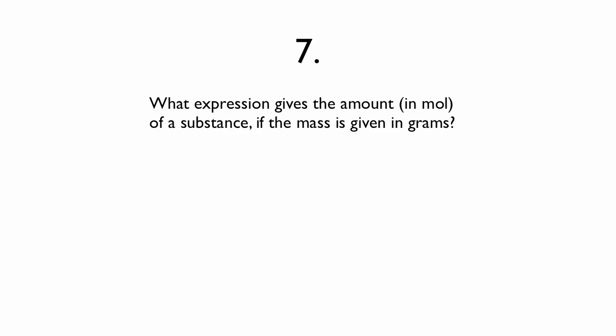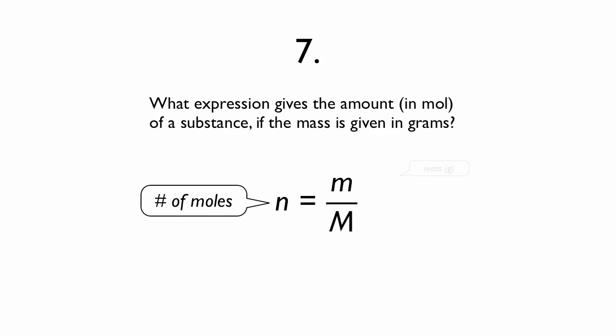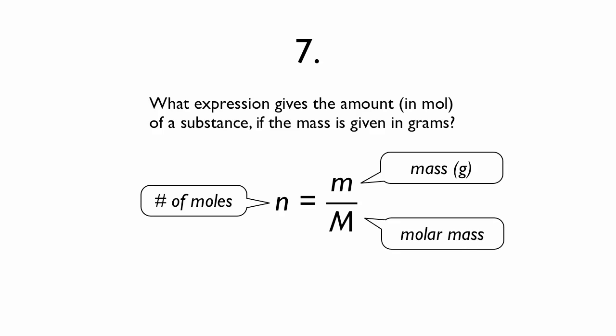Number 7. What expression gives the amount in mole of a substance if the mass is given in grams? This is pretty straightforward. It's n equals m over M, where n is the number of moles, m is the mass in grams, and capital M is the molar mass.